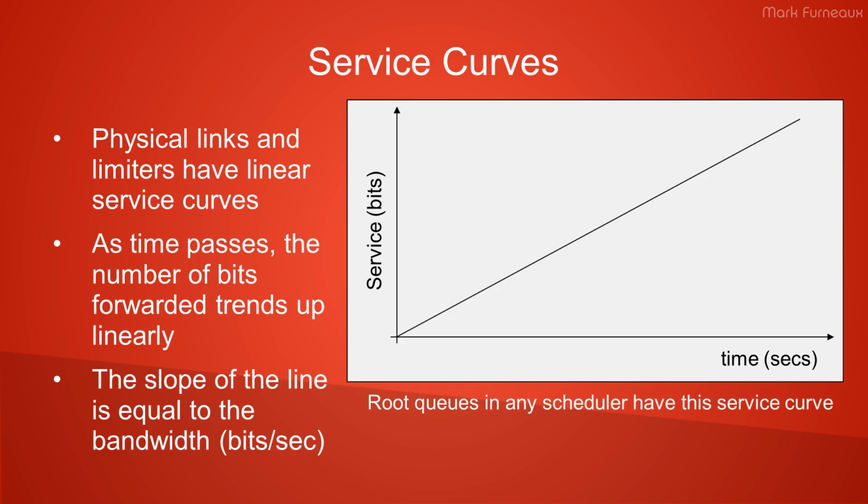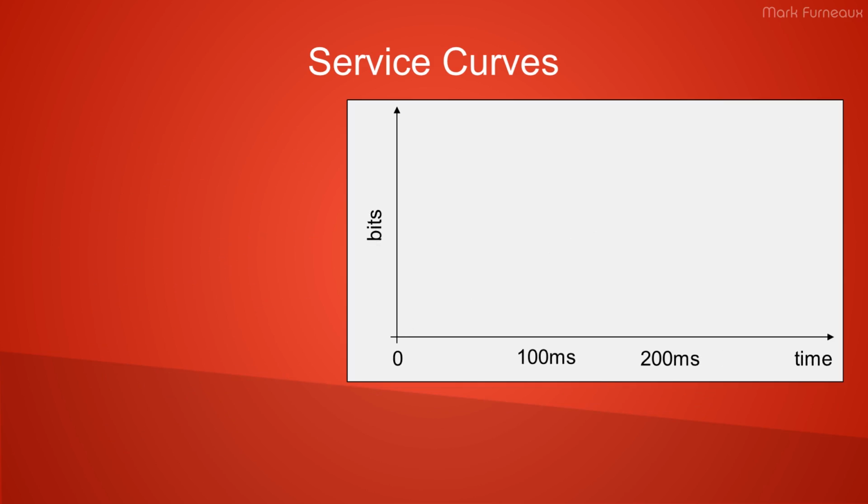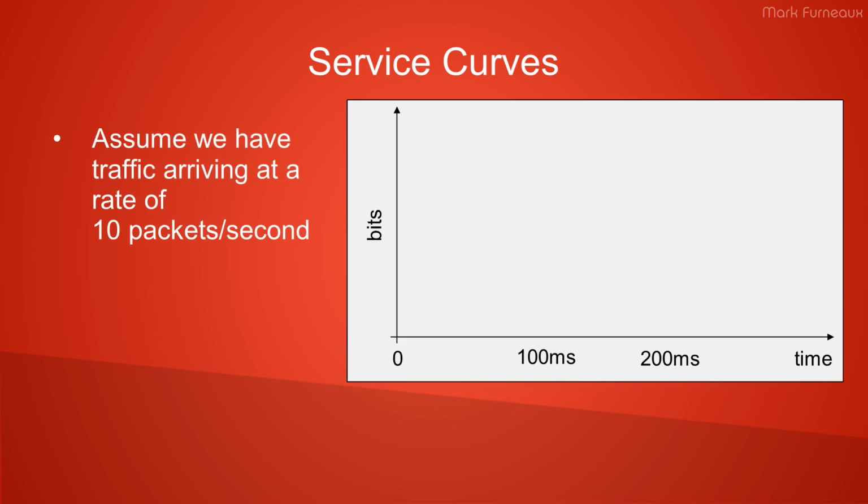And I'll mention that the root queues in any of the previous schedulers I've talked about have this type of linear service curve, because of course they are directly tied to a real link and therefore they have a set fixed bandwidth.